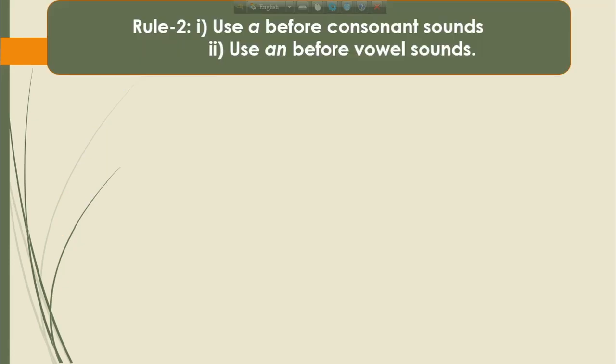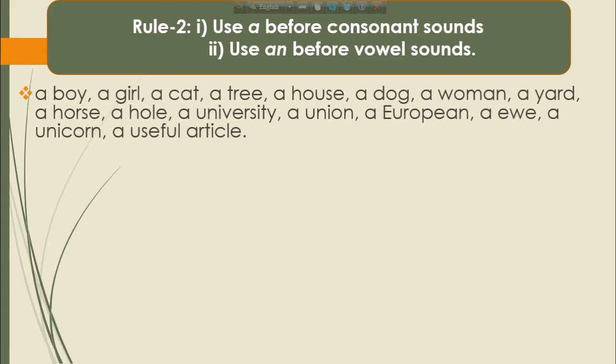So rule number 2 is: use a before consonant sounds, use an before vowel sounds. So where to use a and where to use an? Here you have some examples. All of these words start with consonant sounds. So the word boy starts with a b sound, girl starts with g, cat with k, tree with t, house with h, and dog with d. We say a boy, a girl, a cat, a tree, a house, a dog, and so on.